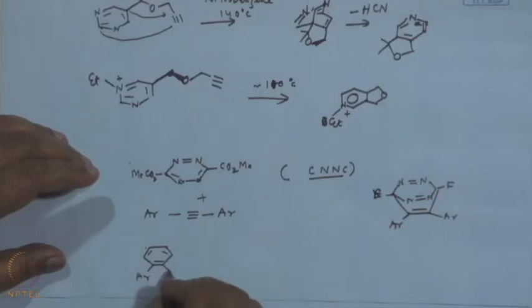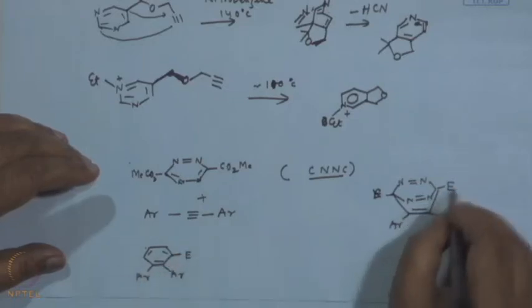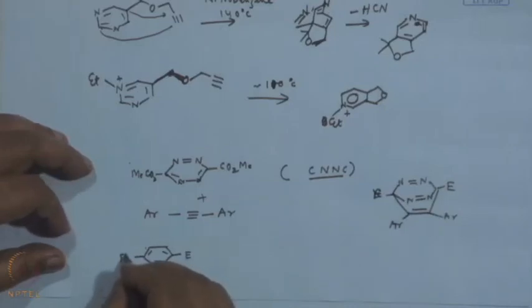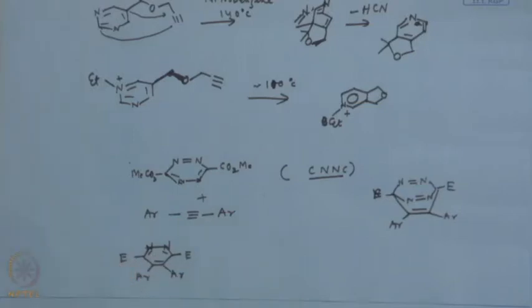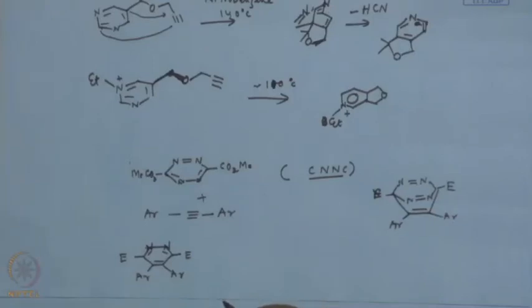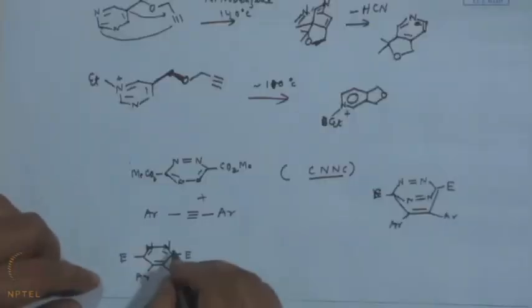this is Ar, and in this case this is E, and nitrogen and nitrogen. What is this derivative? Two nitrogens at the 1,2 position. What is the name? 1,3 is pyrimidine. Good, pyridazine, and the 1,4 is pyrazine. So, you get a nice pyrazine, a tetrasubstituted pyrazine, that means a fully substituted pyrazine.